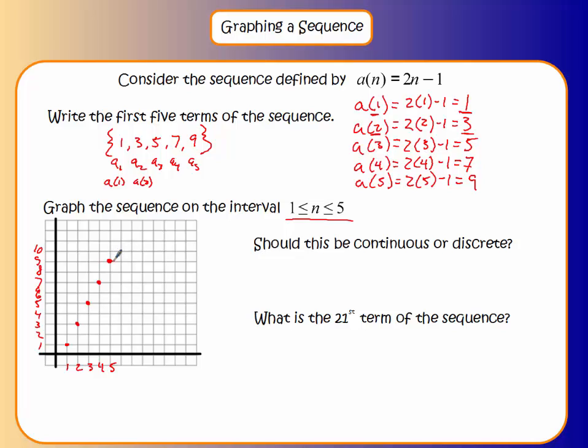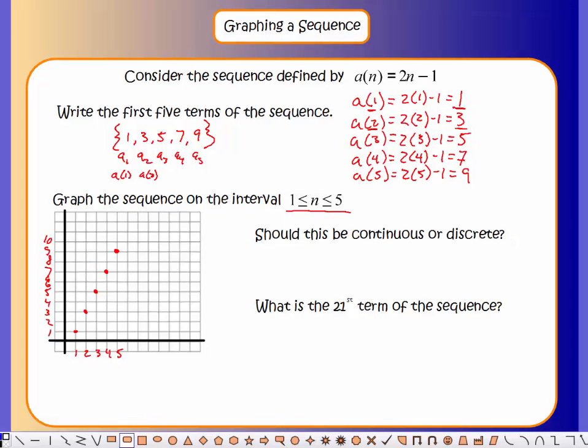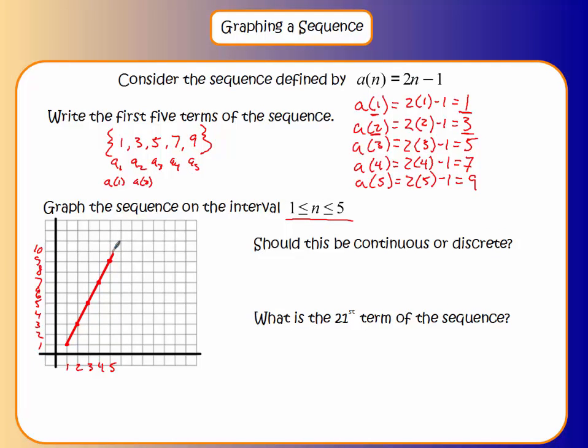Alright, so here is my graph. I can put a line through this. It would look like this. I could put a little arrow on the end if I wanted. So now the next question is, should this be continuous or discrete? Well, I just graphed a bunch of points and they're all in a line, right? So I just have to draw the line.